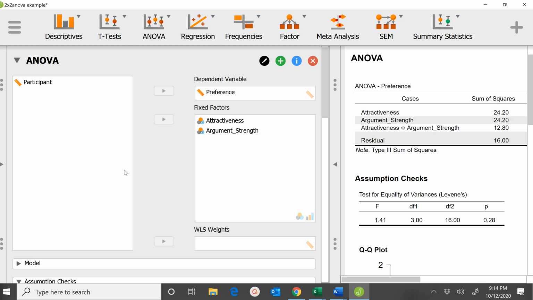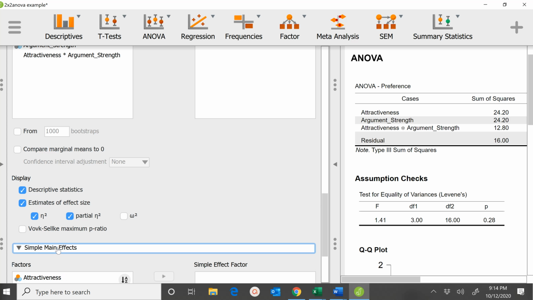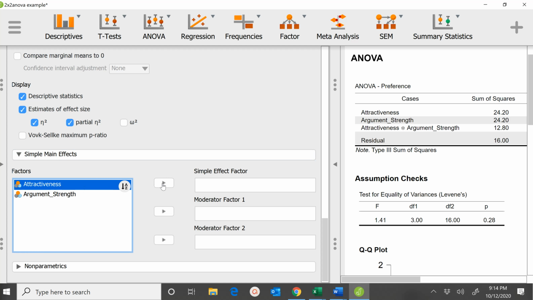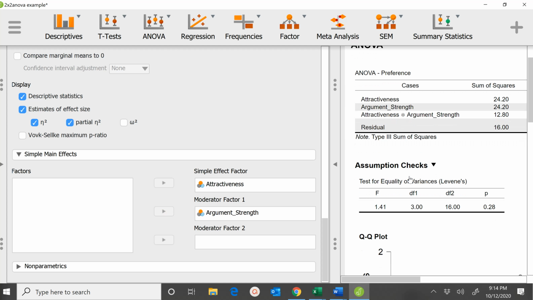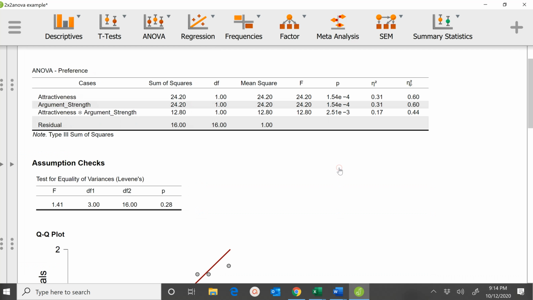So I'm going to go into simple main effects. JASP makes this pretty straightforward. Our focal variable, it's kind of arbitrary at this point, but we'll make our focal variable for now attractiveness, and we'll make our moderator argument strength. And now we'll find where that table shows up.